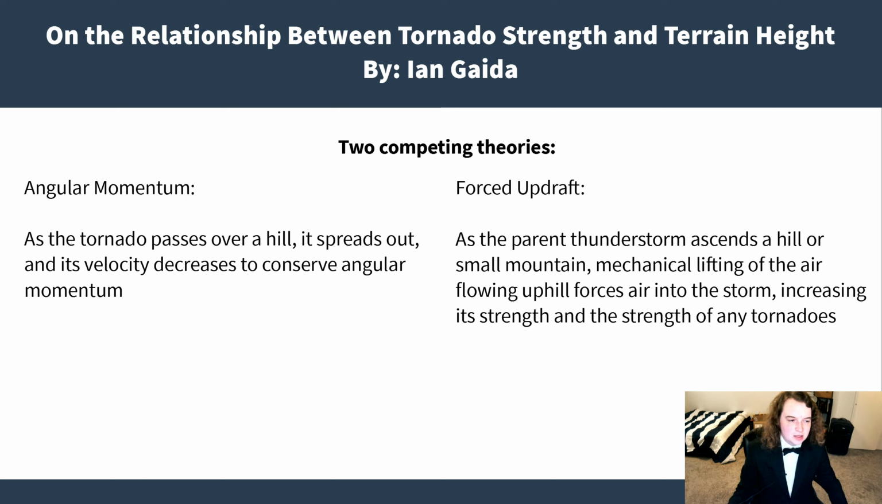One is angular momentum. That is, as the tornado passes over a hill, it spreads out, its radius increases, and as such its wind velocity decreases in order to conserve angular momentum. And naturally the inverse would be true.